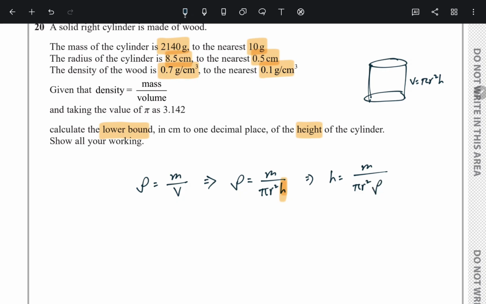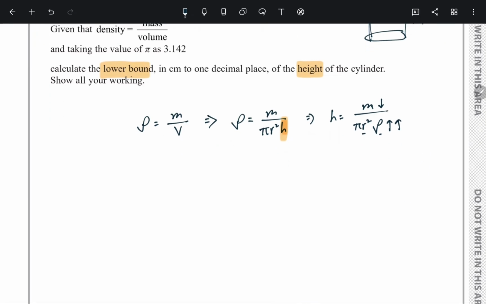Okay, so to find the lower bound of height, because m is at the numerator, we need the lower bound of m. Pi is a constant. The radius and the density are at the denominator. So for both of these values, we need the upper bound of the radius and the upper bound for the density. So let's find them first. So we need the lower bound for mass, the upper bound for the radius, and upper bound for density. Okay, L is for lower bound and U is for upper bound.